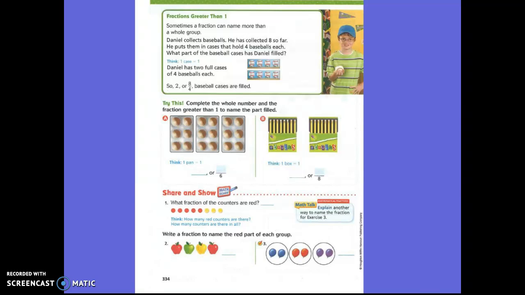Okay, if you look here, think, 1 case just equals 1 whole. Okay, so how many cases has he filled then? 2. 2 whole cases. Okay, he has 2 full cases of 4 baseballs each. So 2 would be your whole number, because there's 2 whole cases.